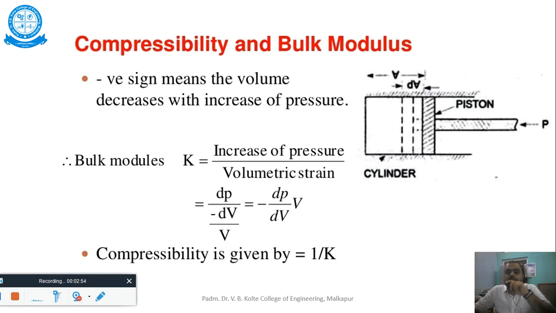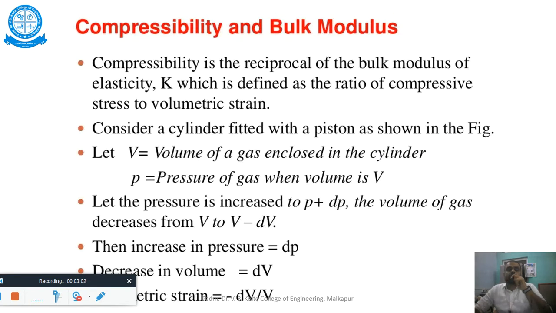Let capital V be the volume of gas enclosed in the cylinder, and small p the pressure of the gas when the volume is V. Let the pressure be increased to P plus dP with the help of the piston and force P. The volume of gas decreases from V to V minus dV. The increase in pressure is denoted by dP, and the decrease in volume is dV.